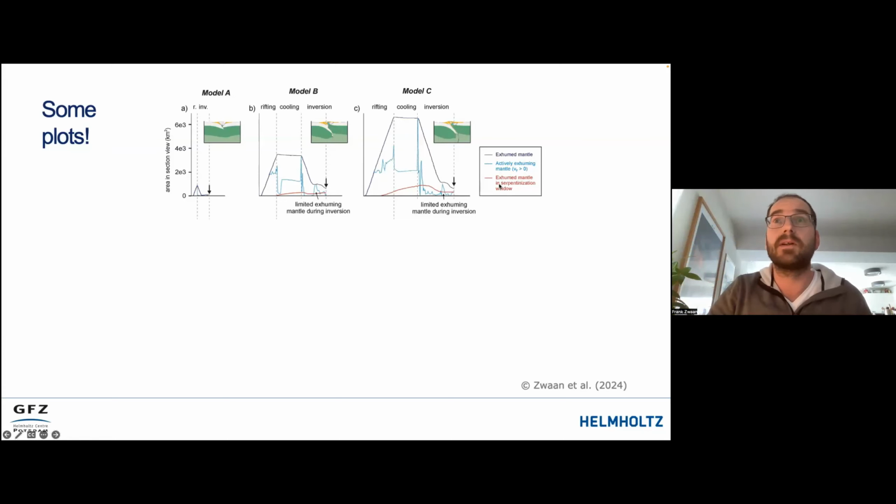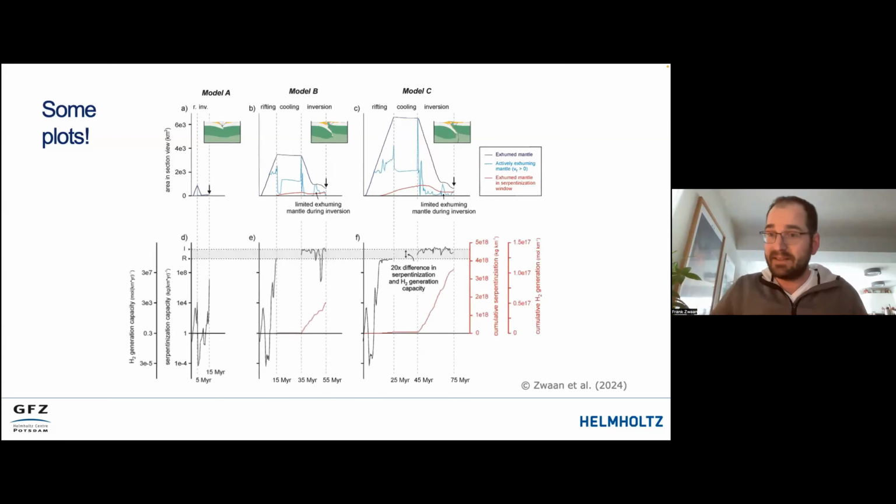And then we also can plot the size of our serpentinization window, which also increases over time if you cool down. That's what we saw in the video, and it becomes larger and larger as more mantle is being exhumed. So it's a very, very simple way of looking at this. But we can do more with this.